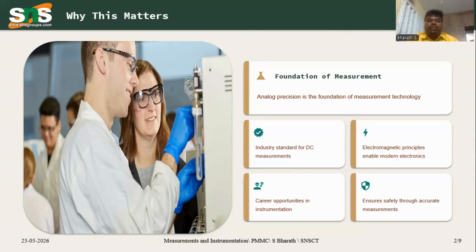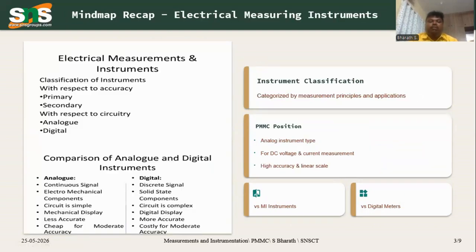What is the foundation of measurement? Why this matters? Analog precision is the basic function of anything. So the industry is in need of measuring many quantities using analog type of measurement. There are various opportunities for measurement patterns in whatever type of industry it is. Because of this nature, we are in need of various devices used for analog measurements. One is permanent magnet moving coil instruments.